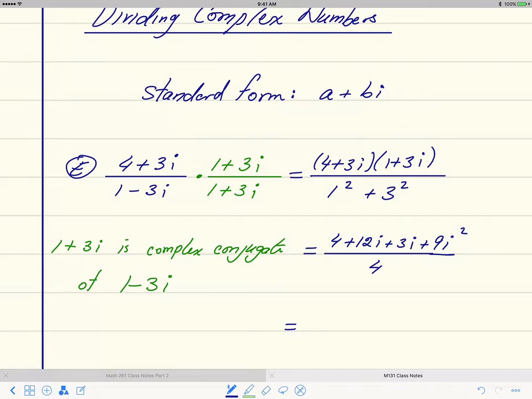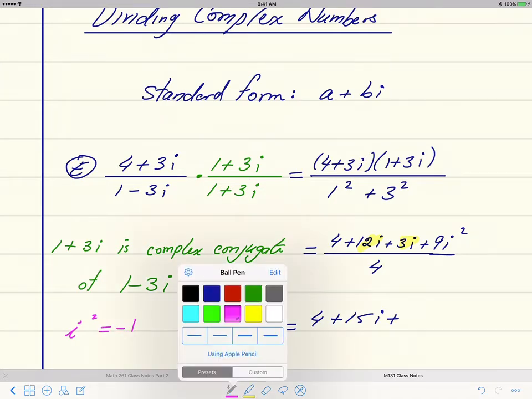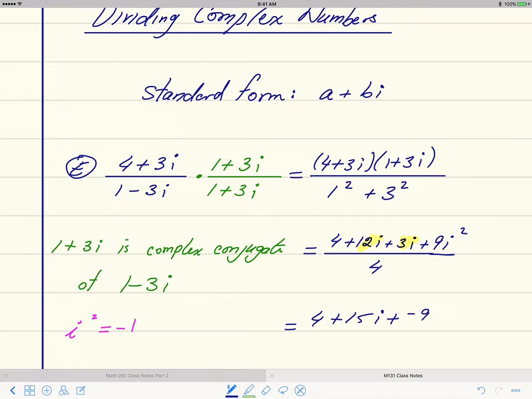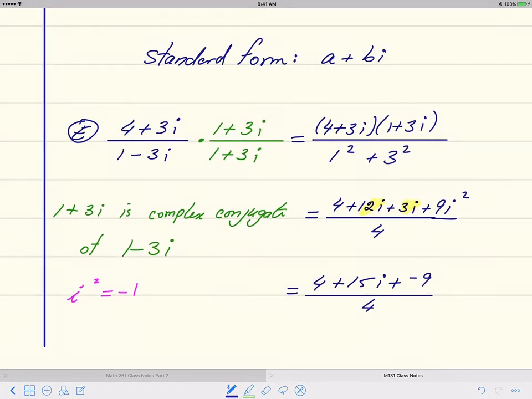Now, combining like terms, 12i and 3i, we get 15i. So we get 4 plus 15i plus, replace i squared with negative 1. That's another important thing we talked about, that we replace i squared with negative 1. So this will be plus negative 9. And still we have a fraction all over 4. Now finally, combine the real parts. So the real parts here are 4 minus 9 is negative 5 plus 15i all over 4.